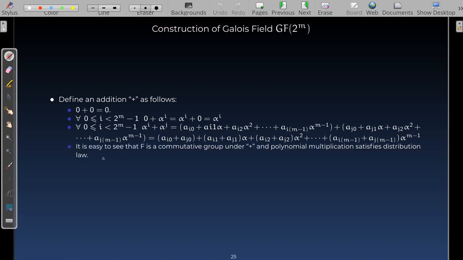So it is easy to see that F is a commutative group under addition, and polynomial multiplication satisfies the distribution law. Since polynomial multiplication always satisfies the distribution law, and this is going to be a commutative group under addition, because if you add any two of these, you will always end up with another polynomial that is in the group. Okay, so we can say that F is a finite field of 2^m elements if we define our addition and multiplication in this way.